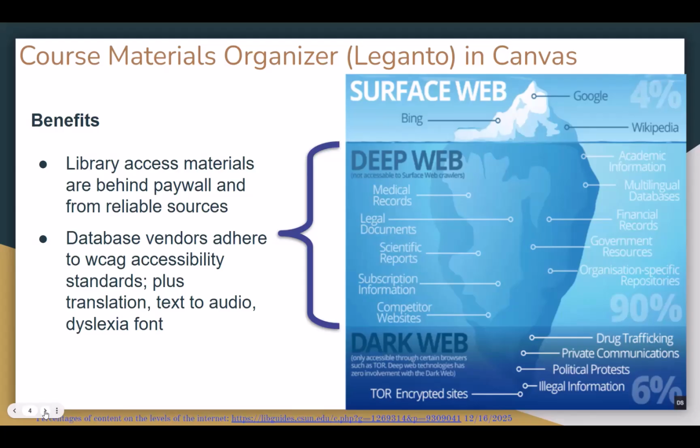But we really want our students getting into some more reliable resources. We are trying to get them into the things that the library has, and those things are behind a paywall. So we call that the deep web, anything that's behind the paywall. And these are going to be where your more reliable sources are.